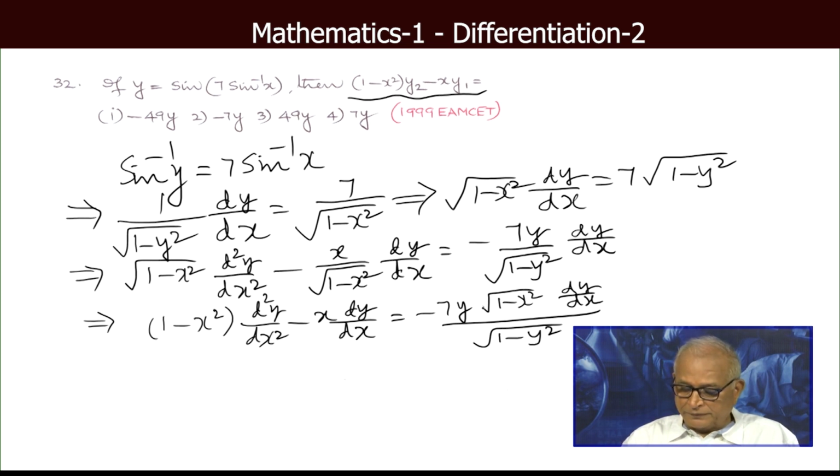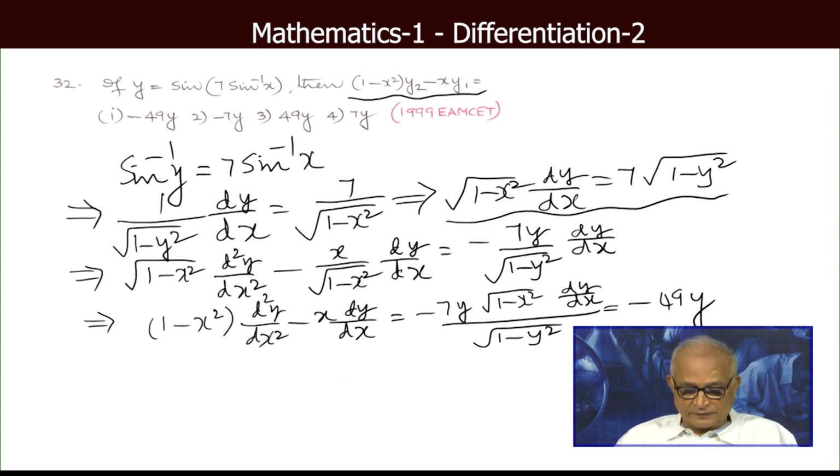This part, root of 1 minus x square into dy dx, equals 7 times root of 1 minus y square. So when you replace root of 1 minus x square into dy dx by 7 times root of 1 minus y square, root of 1 minus y square cancels and we get minus 49y.